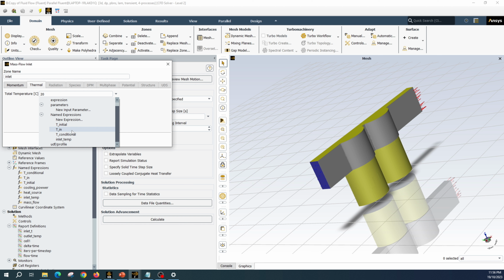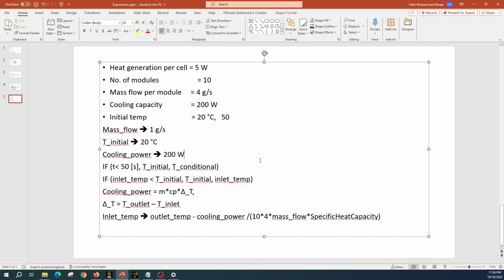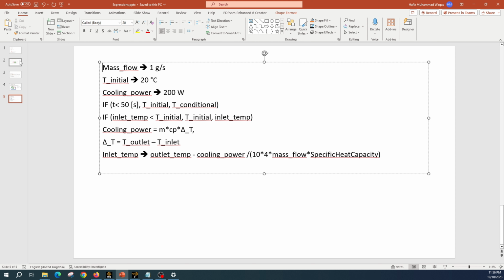These are here, but we need to select T in. We will say apply and close. Now we can run this simulation and get the results, but before that, let me tell you again what I did. First, let me remove this one so that it would be easier.